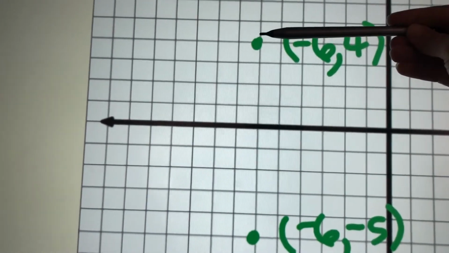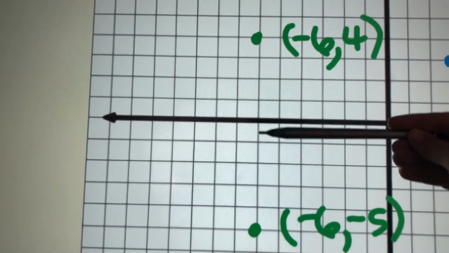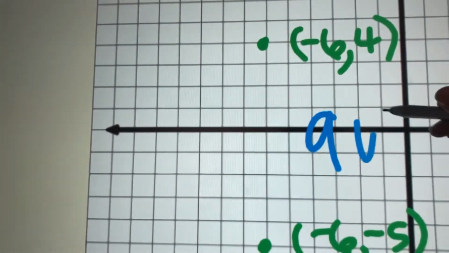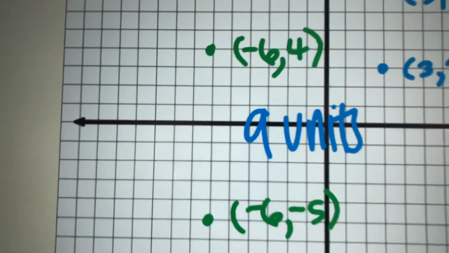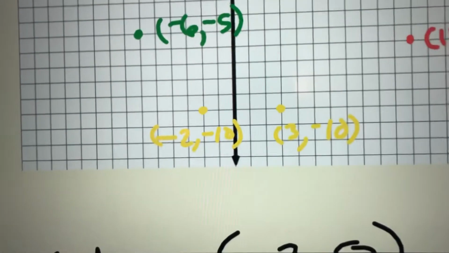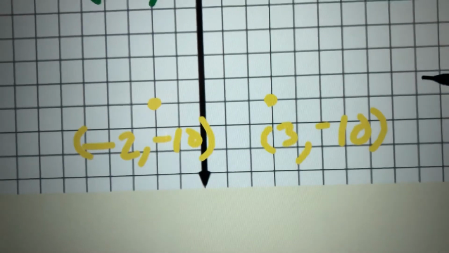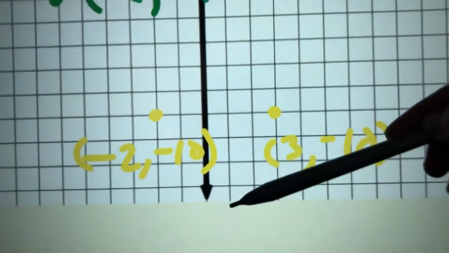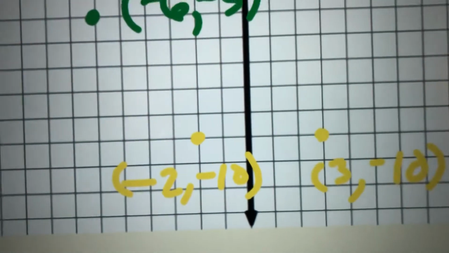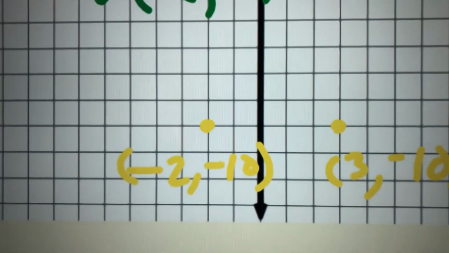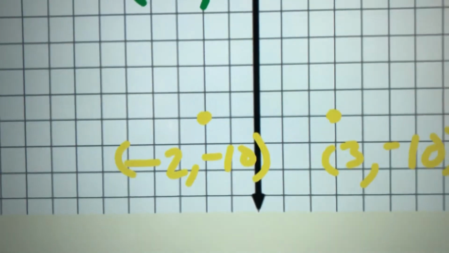So here we're doing 4 plus 5 to figure out our distance. So we have a total of 9 units for the green one. Now, very similar to this one here, we're going from quadrant 3 to quadrant 4, but now we're going over that y-axis instead. So here I have 3, -10, and then I have -2, -10.